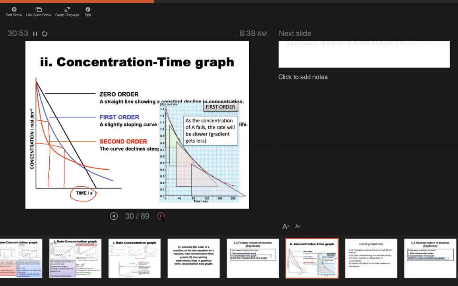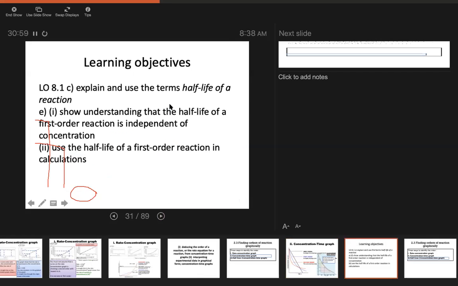Okay, there is another method that you can use for concentration time graph, which is the next one, right? Okay, so this is half-life. Now I only have 6 minutes left, so I'm just going to introduce what half-life is to you. I don't think we will have time to do calculation. Okay, so the next learning objective is to explain and use the term half-life of a reaction. So that's the first one that we're going to look at.